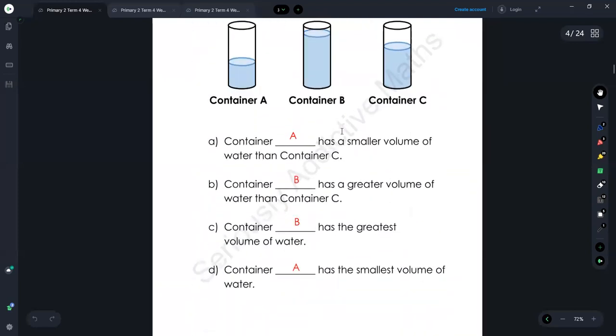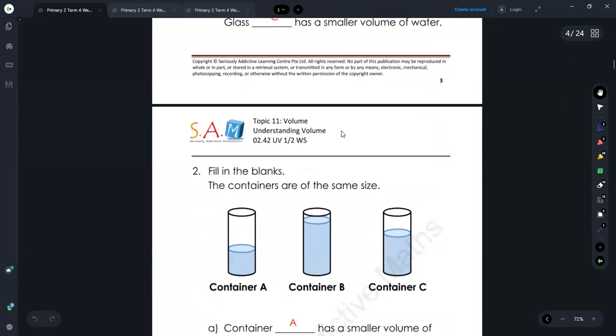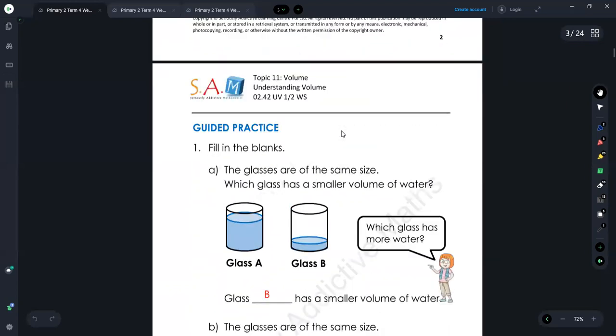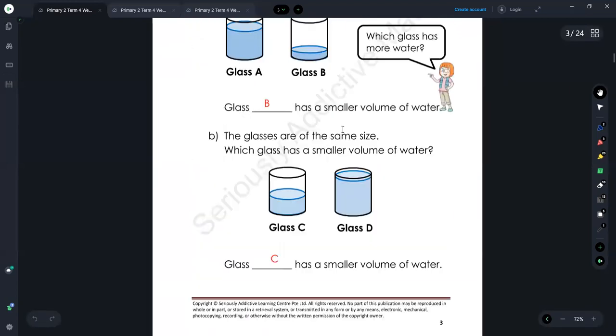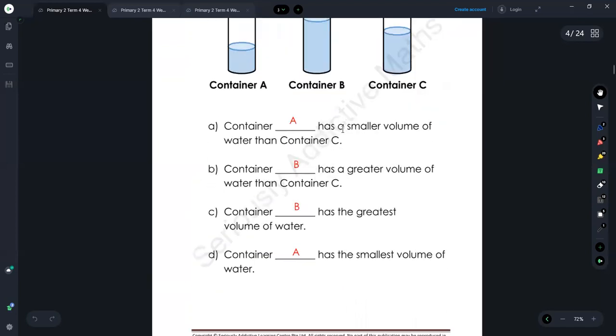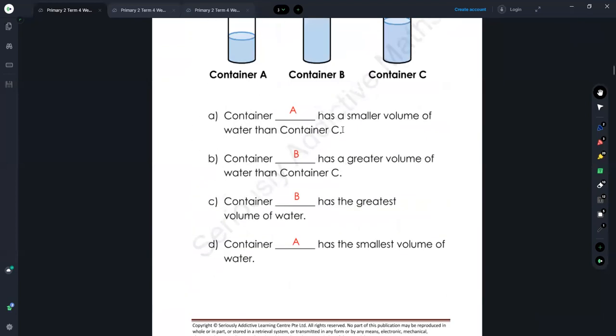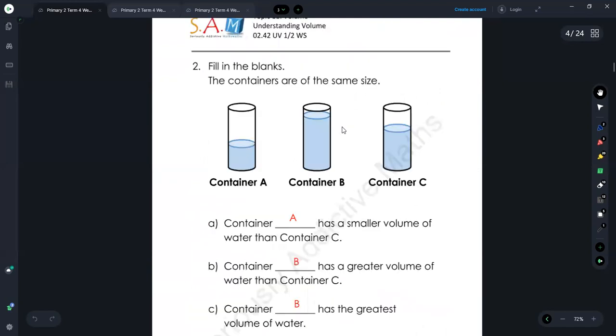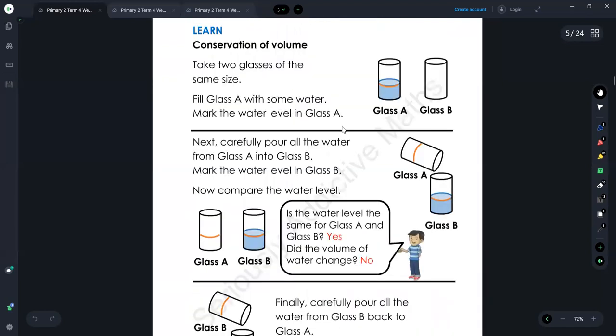Now, for the activity, these are quite easy to do, but we'll still go ahead and get them to do guided practice on pages 3 and 4. Walk around and make sure that they have got the answers correct. Things should be quite easy for them.